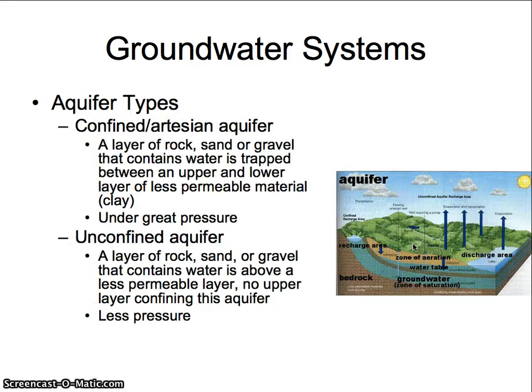And there are two types of aquifers when we talk about them. A confined aquifer is, as it says, confined. There's a layer of rock or gravel that contains the water trapped between an upper and lower layer of less permeable clay. This is under a great deal of pressure. So a confined aquifer has a lot of pressure because the water is contained between two layers. An unconfined aquifer has just a less permeable layer on the bottom, with no upper layer confining it. So there's less pressure on an unconfined aquifer.